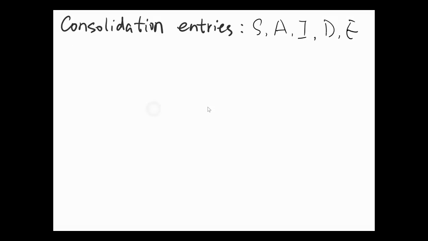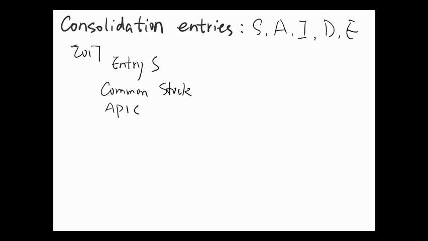The first entry is entry S, so that's for 2017. The purpose of consolidation entry S is to eliminate the subsidiary company's equity account balance. And currently, the subsidiary company Apple has 3 equity accounts. That is common stock, additional paid-in capital, and beginning retained earnings.